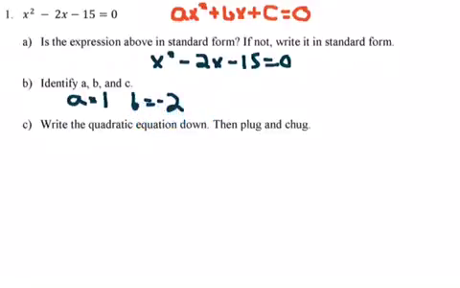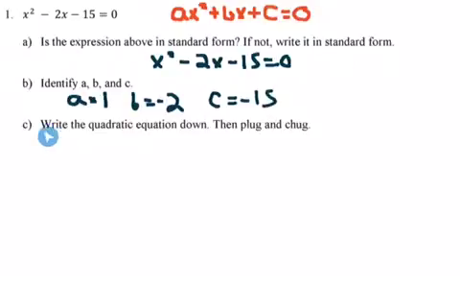Now what do you think? What do you think C is equal to? Yeah, so in this particular expression, C is going to be the constant. You can see here in the general expression that C is the number that does not have a variable attached to it. In this case, negative 15 is the only term that doesn't have a variable attached to it. So C is our constant, which in this case is going to be C is equal to negative 15.